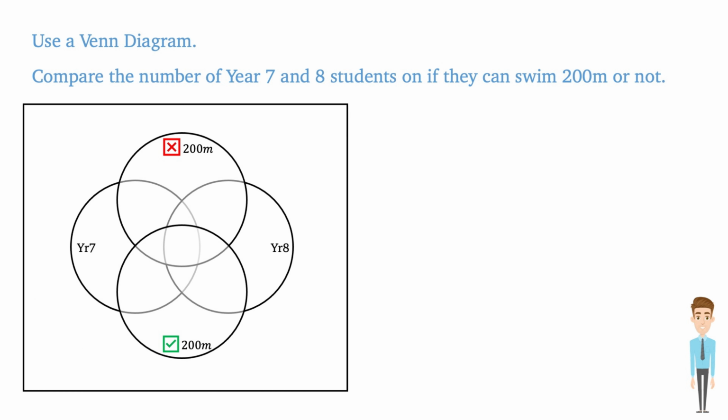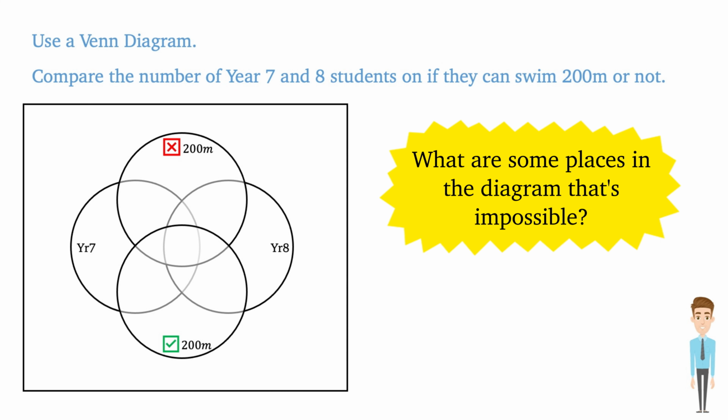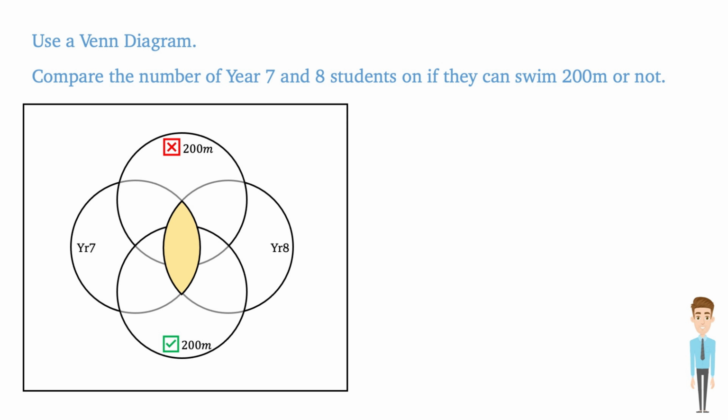At first impression, hopefully you could already see that it's quite busy. Next, you may recognize that some sections are actually quite irrelevant. What are some places in the diagram that's impossible? Firstly, this region. It indicates that a student can be in both Year 7 and Year 8, which is impossible. Next, the swimming categories. Either you can swim 200 meters or you can't.